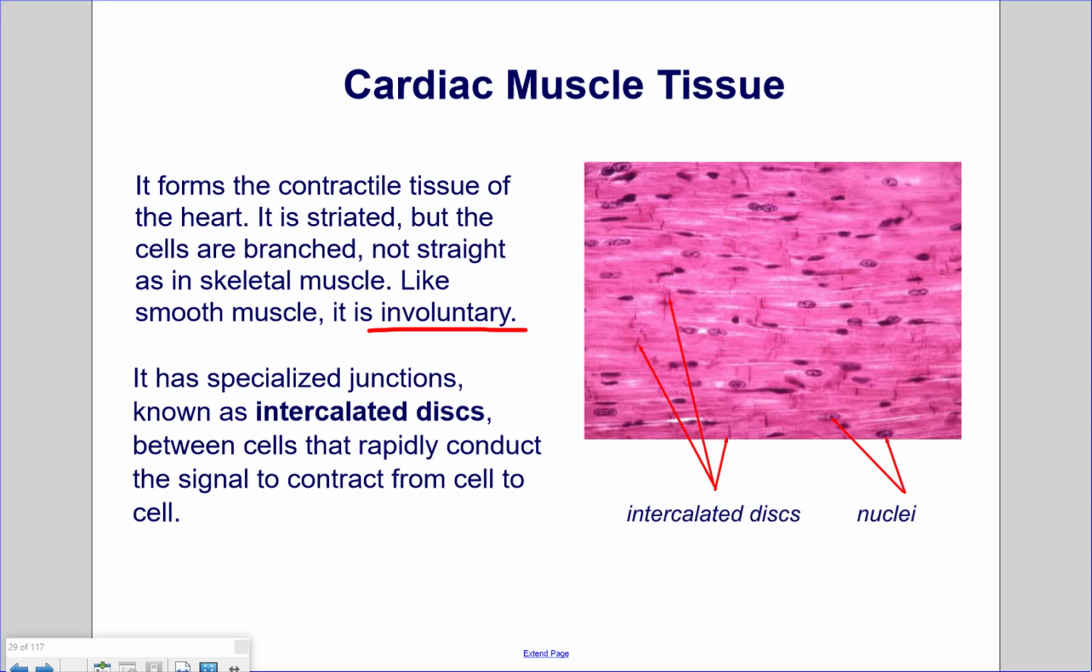It has specialized junctions known as intercalated discs between cells that rapidly conduct the signal to contract from cell to cell. This is important because all the muscle cells in the heart have to contract in a coordinated effort, kind of like the rowers on a row team. If the heart does not do this, it cannot pump blood, and in that case the heart would be in a state of fibrillation. This is what defibrillators are used for, to stop the heart and allow the pacemaker of the heart to take over and allow these cells to begin contracting in unison again.